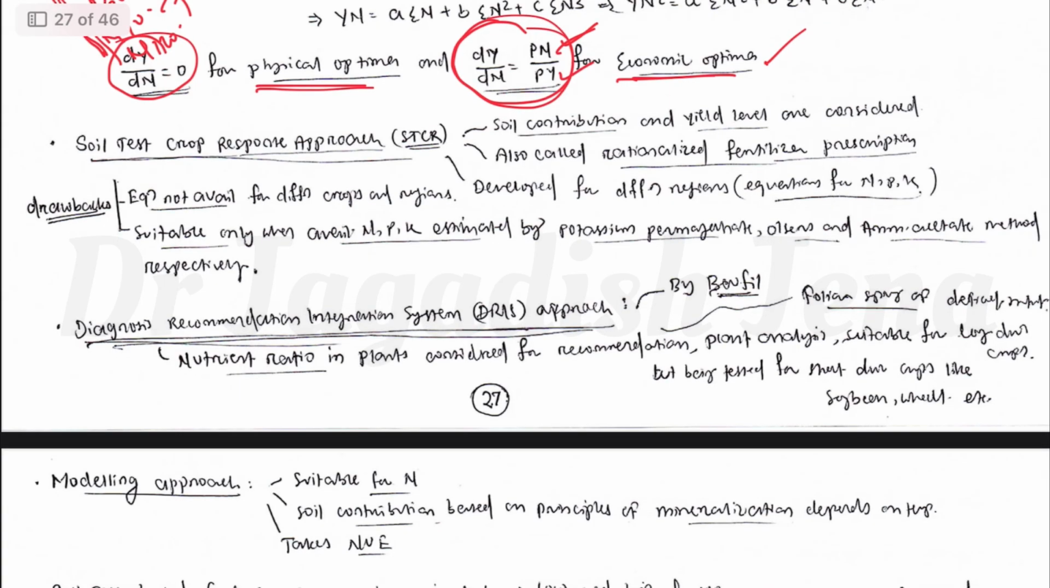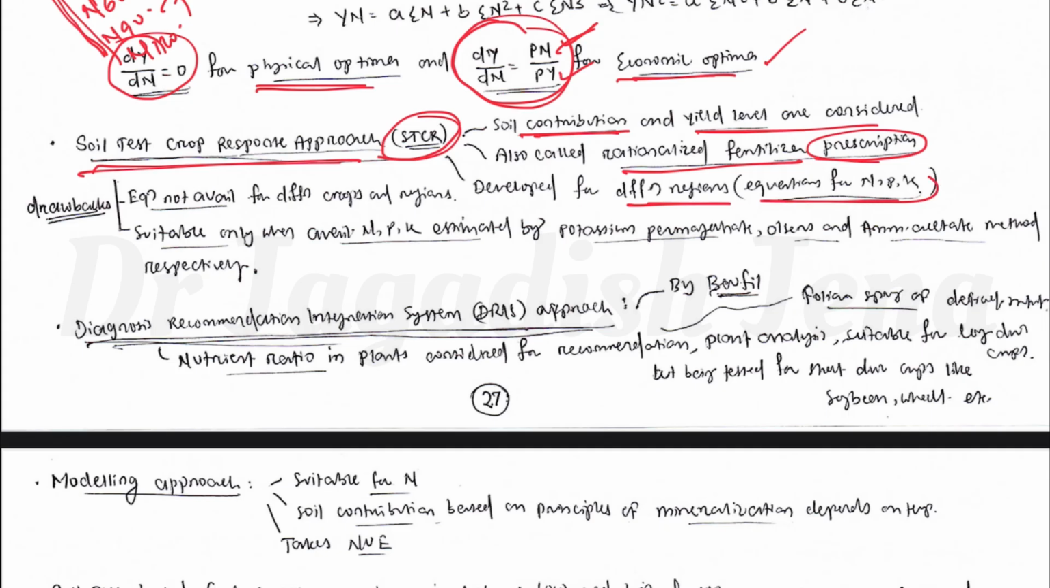Then coming to soil test crop response approach, that is STCR approach, and here we analyze the soil contribution as well as yield level is considered. It is also called rational fertilizer or prescription approach of fertilization. It is developed for different regions with different equations for NPK status.